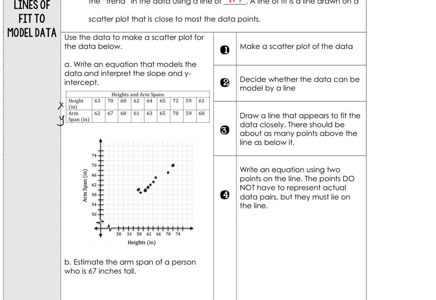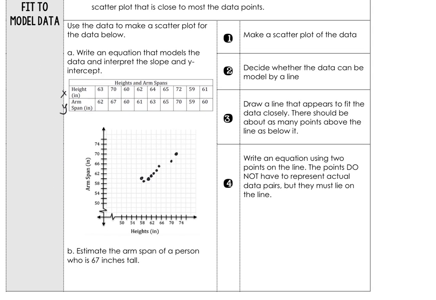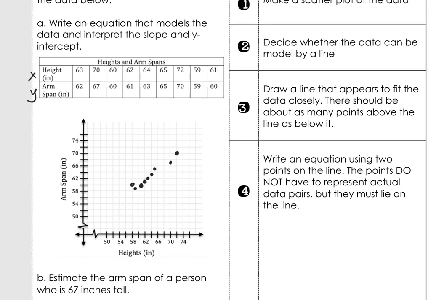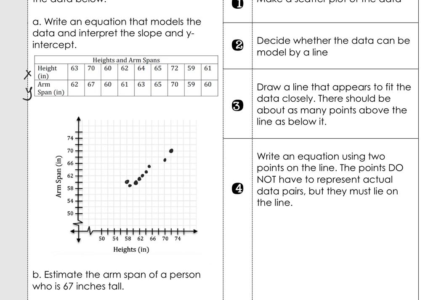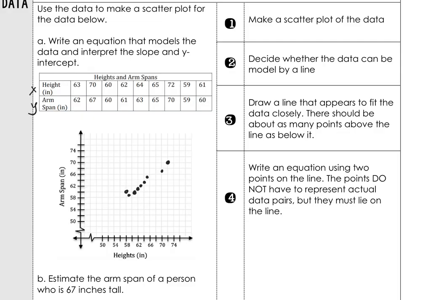And then step number 2, first we're going to decide whether this data can be modeled by a line, meaning do we see either a positive or negative linear correlation? Yes, we do, right? We've got that increasing trend there. So in step 3, now we're going to get into part A, where we're writing the equation that models the data. So we are going to draw a line that appears to fit the data closely.